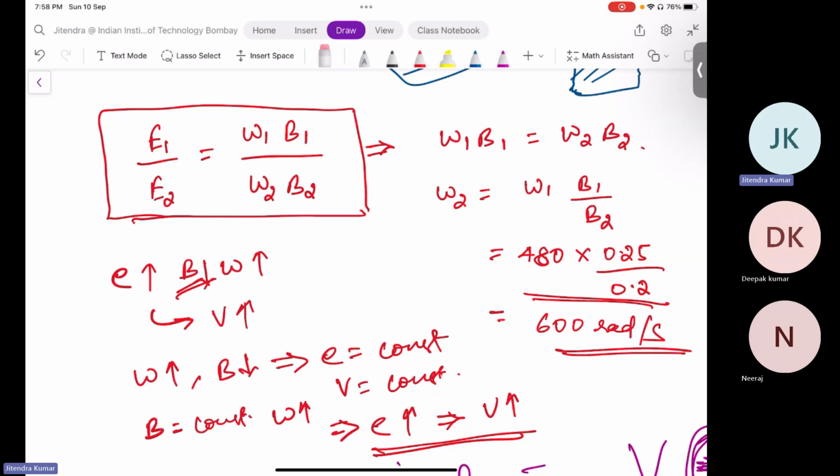But what are you losing on? Sir, I think torque. Torque, yes. Torque is equal to K phi Ia. And since you have reduced flux and current is rated, the torque is reduced. Okay, I hope it is understood.